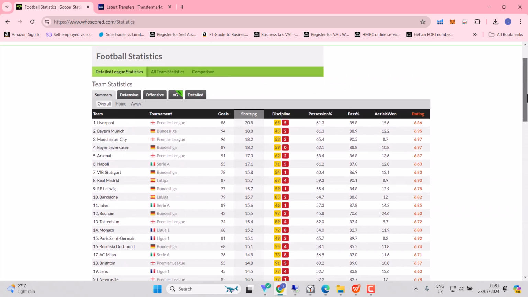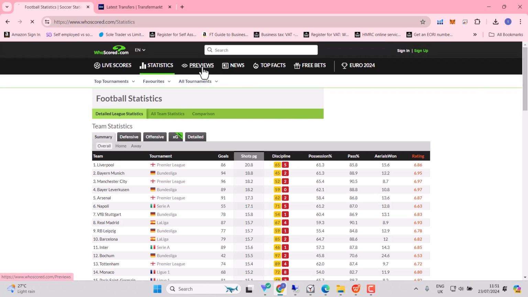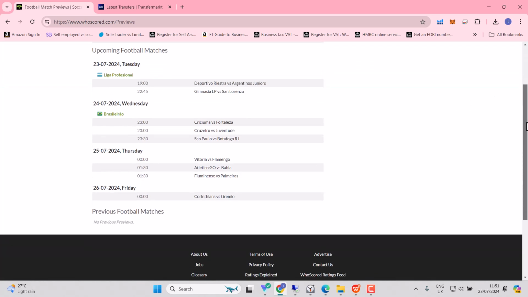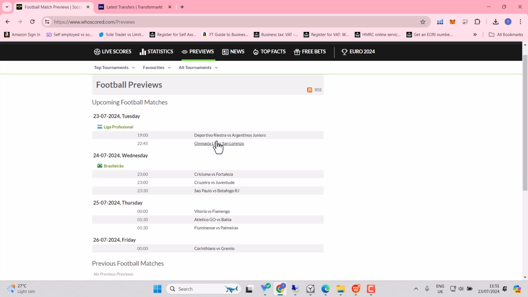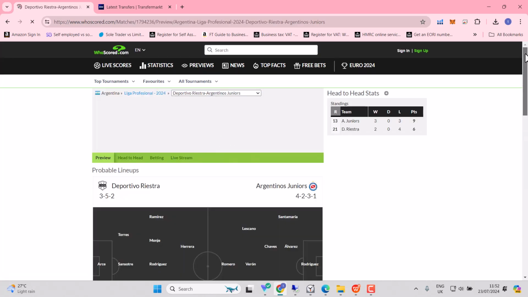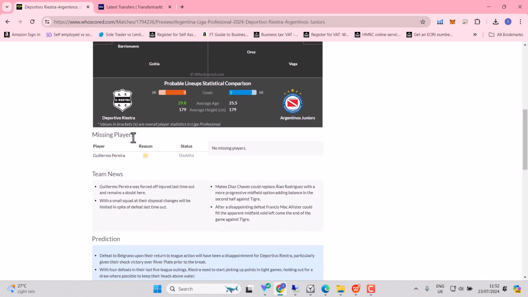So superb stuff, and it'll get really busy, of course, when the new season kicks off. Previews again. You can't have enough previews. So if you find a match that you're interested in, just give it a click, and you'll have the preview coming up here. It's a brilliant website. Missing players. This is a really good element of this website.